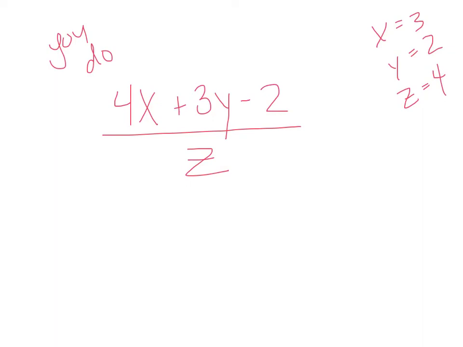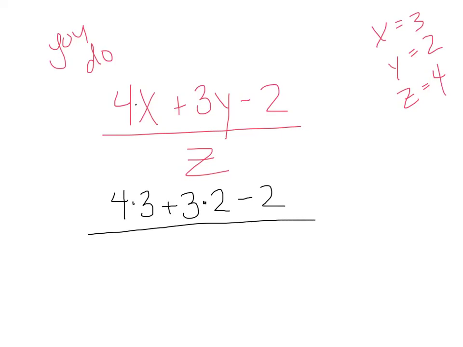All right, so you must have some sort of an answer. Let's see how you did. First step I'm going to do is plug in the information. So that's 4 times, remember when your number's next to a letter, it's times. So it's 4 times 3 plus 3 times y, which is 2, subtract 2, all divided by z. Oopsie, z is 4. Plug. Okay. Now I'm on order of operations at the top only. 4 times 3 is 12, plus 3 times 2 is 6, subtract 2, all still divided by 4.